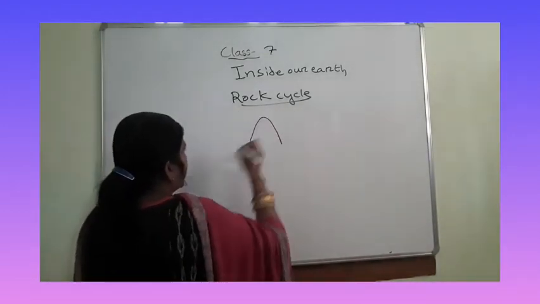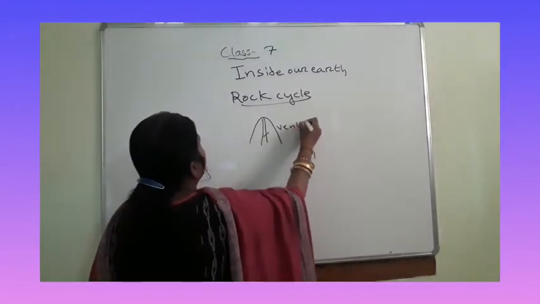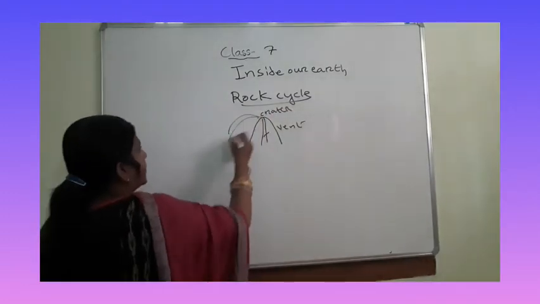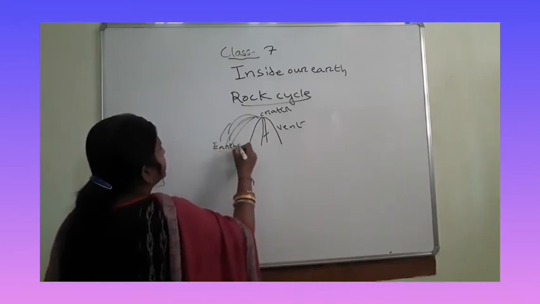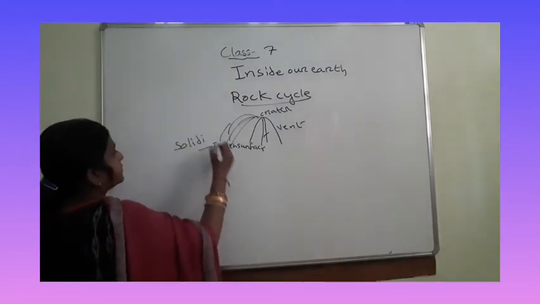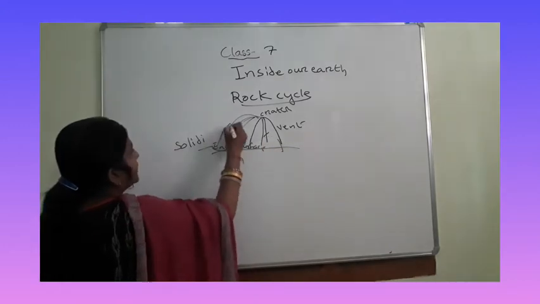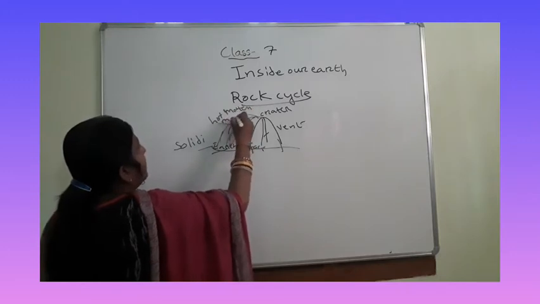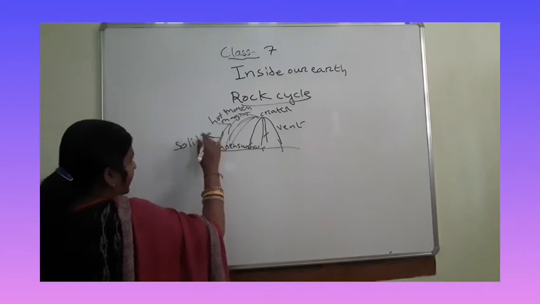See, this is the volcano, this is the vent, this is the crater. Here the hot molten magma flows. It is the earth surface. It solidifies. This is the earth surface, and this is hot molten magma. This hot molten magma solidifies.